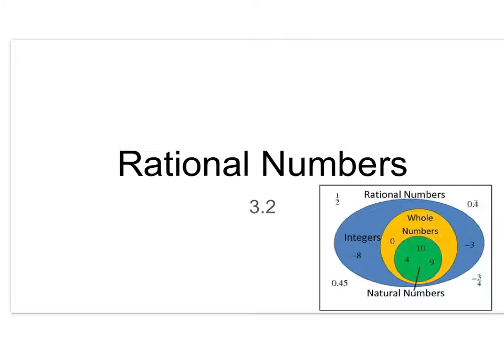Our second lesson in this chapter is on rational numbers. Rational numbers are any numbers that can be written basically as a fraction, and the denominator of the fraction cannot equal 0.